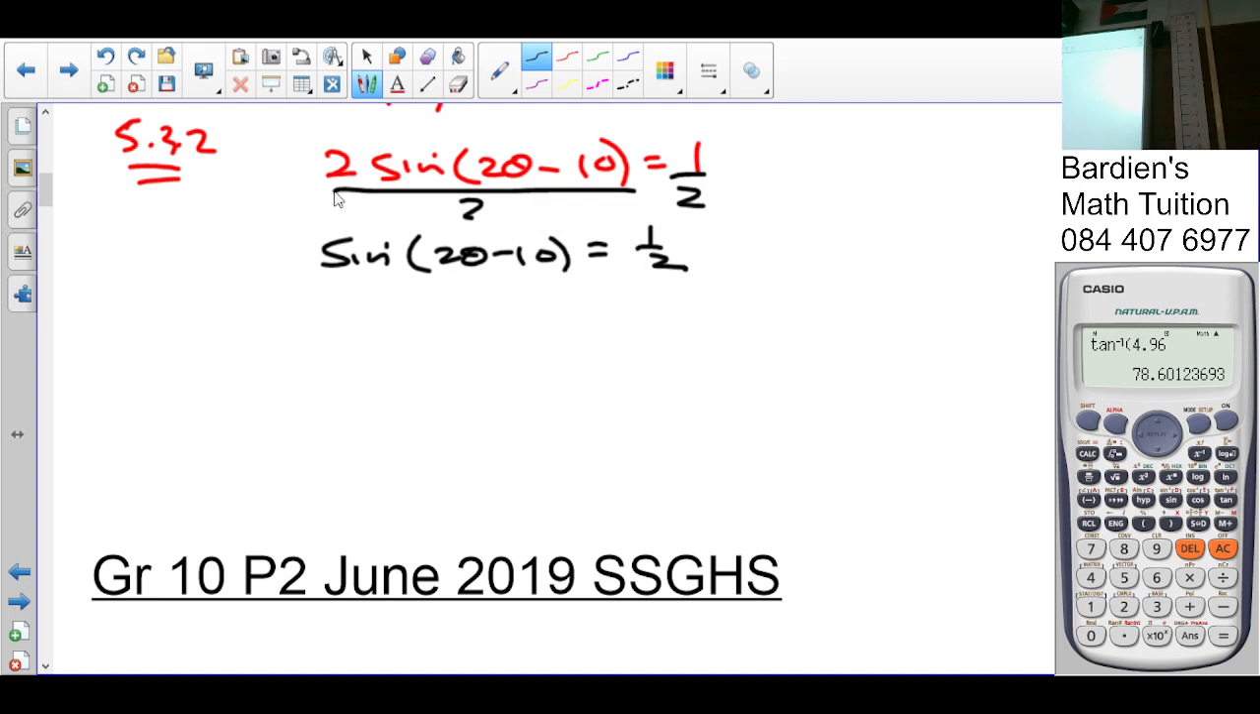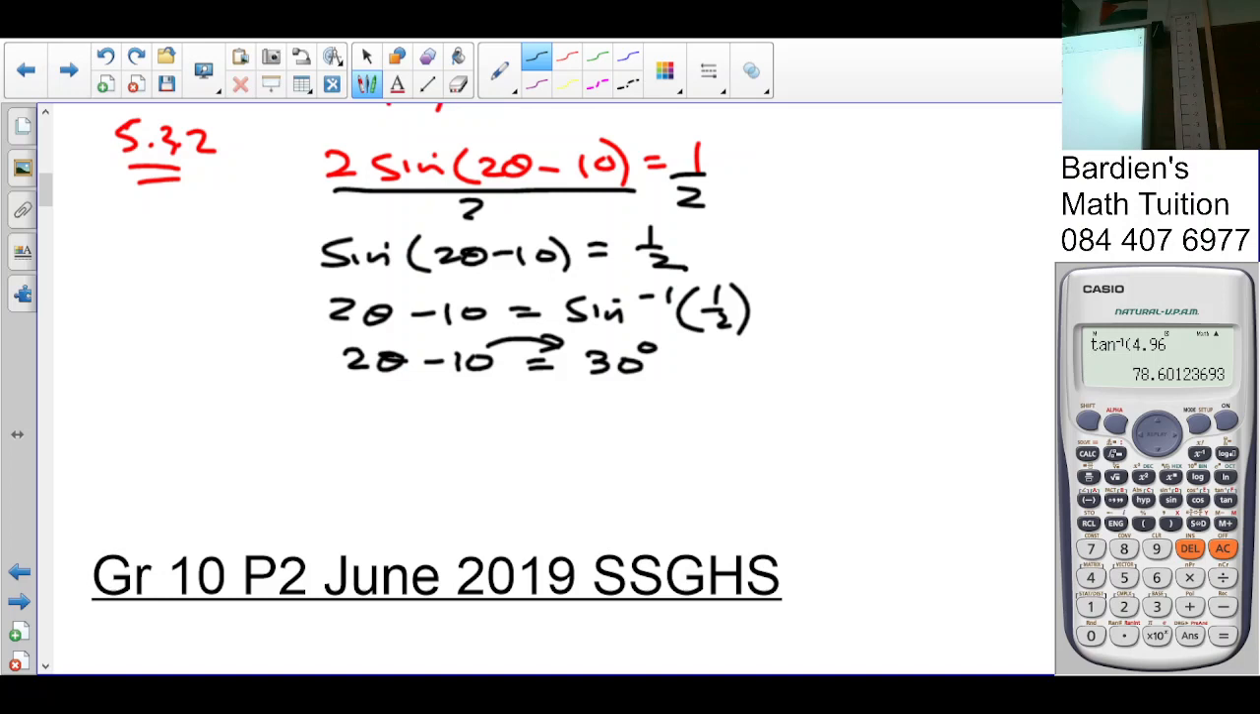No. You must go arc sine. So 2 theta minus 10 is equal to arc sine of half. Arc sine of half is 30 degrees. Now we can take the 10 over. So 2 theta is equal to 40 degrees. Divide by 2. Theta is 20 degrees.